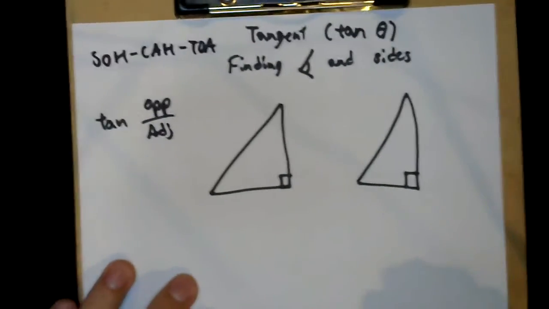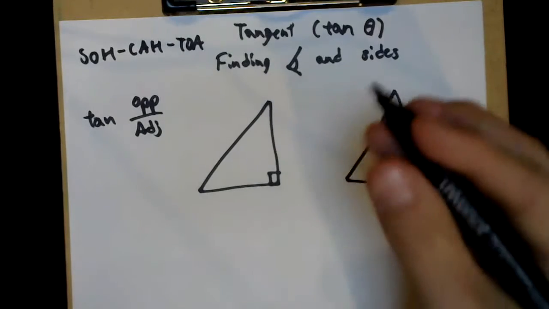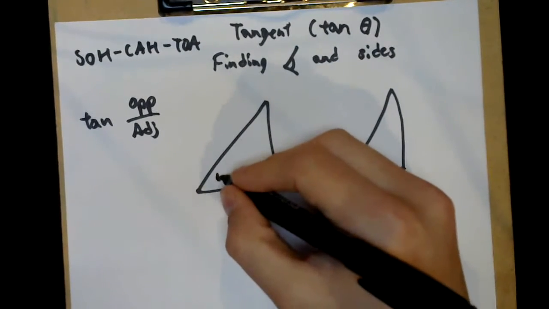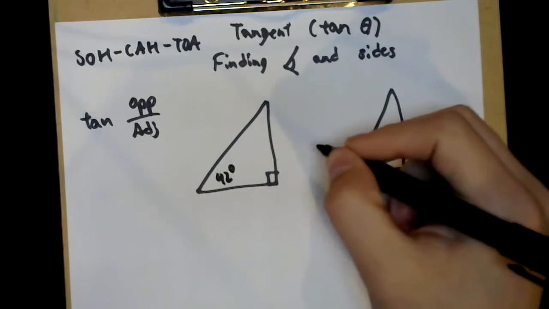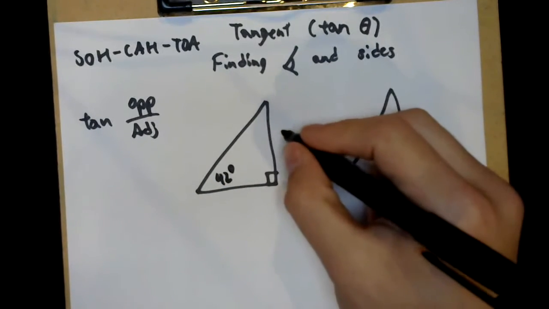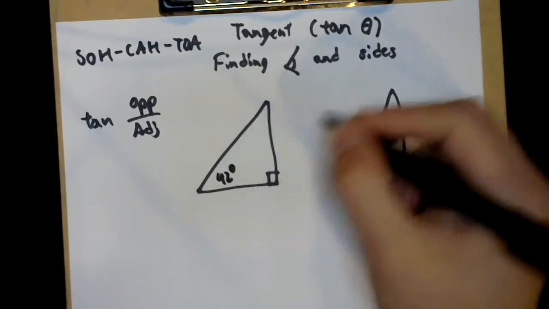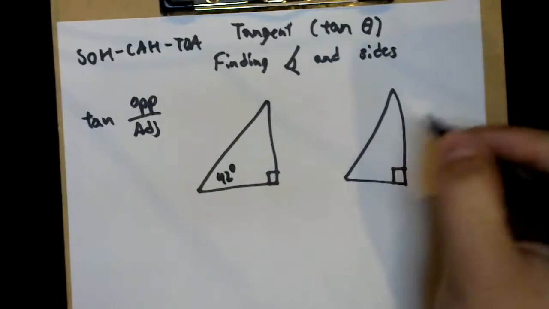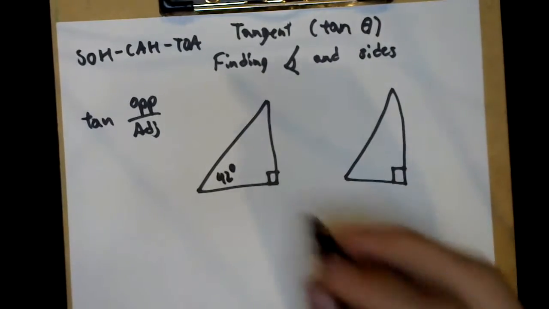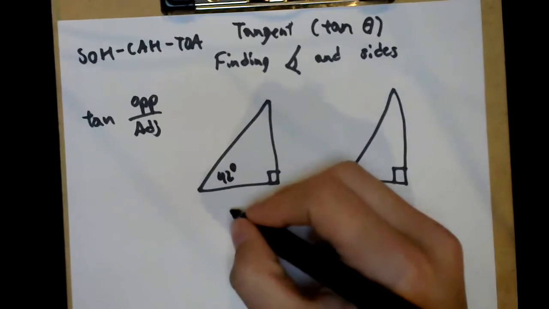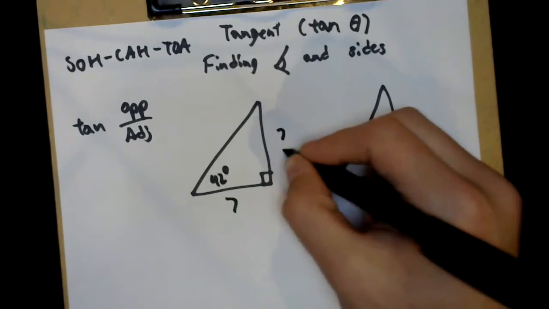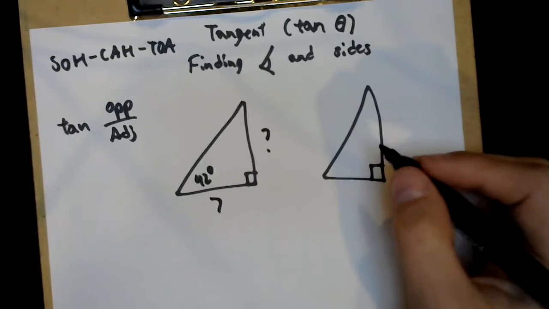So, on the ACT, you'll most likely be given an angle. We'll say this is 42 degrees. And either one of these sides, we'll just say this side, and we can do a different one on the other one. So we'll just say this is 7, and you're going to be looking for that side length.